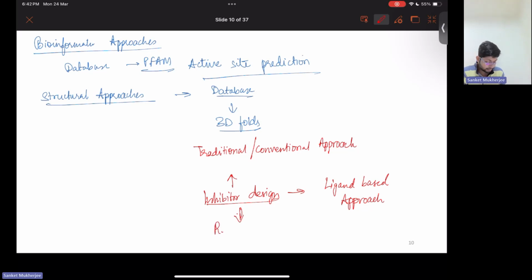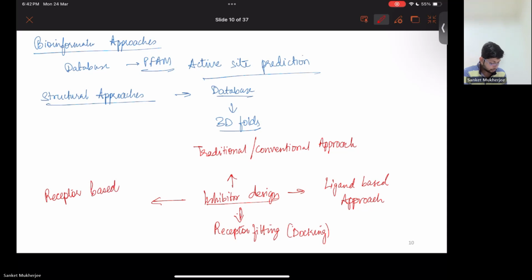Receptor fitting, that is done using molecular docking. We'll be talking about it. And then there is the receptor-based approach. Okay, these are all the things.